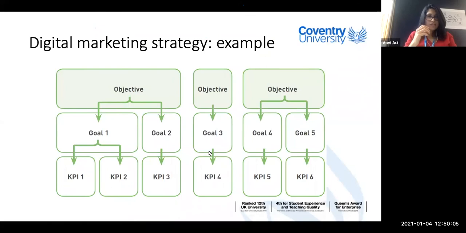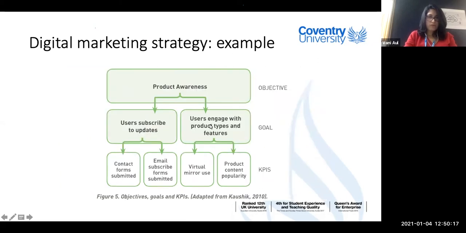So, an example of a digital marketing strategy. On the topmost level, an objective is identified, followed by its goals, followed by its KPIs, etc. So an objective could be product awareness, goal could be users subscribe to updates, and KPIs could be contact forms submitted by users or email subscription forms submitted by the users.